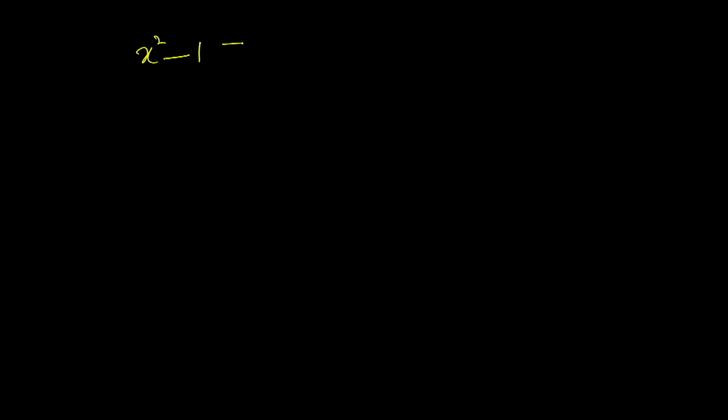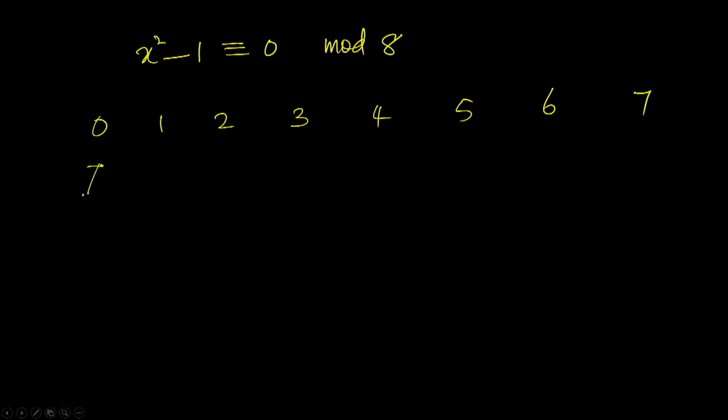Consider x squared minus 1 congruent to 0 mod 8. Here the members of Z8 would be 0, 1, 2, 3, 4, 5, 6 and 7. So, if you evaluate for 0, x squared minus 1 is minus 1, which is 7 mod 8.